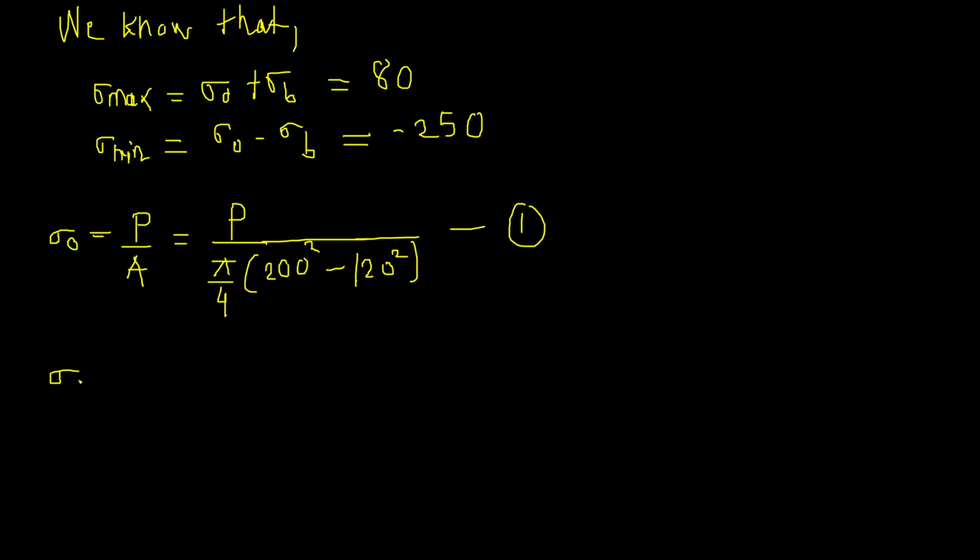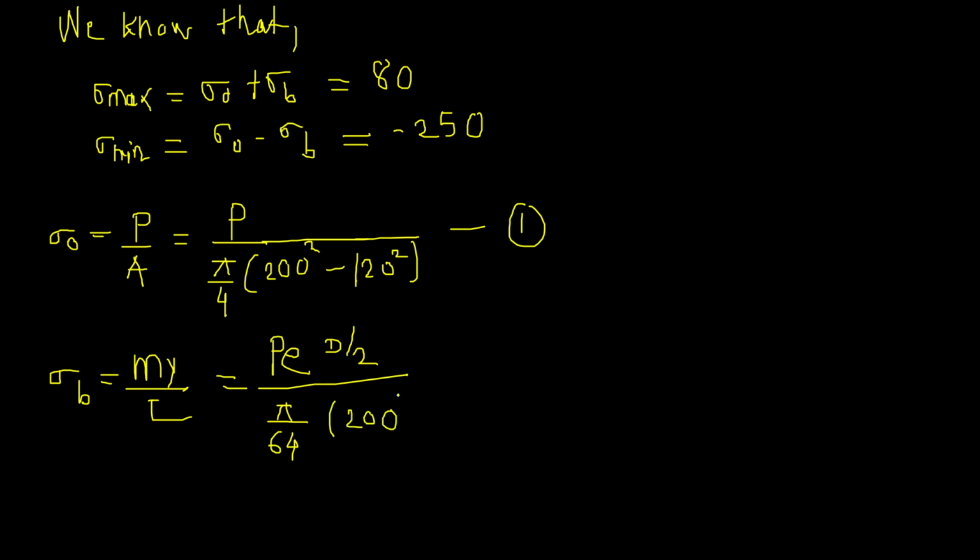Now second is sigma b. Sigma b is My by I. आता M म्हणजे P into e. What is y? Capital D by 2. Capital D by 2 divided by I. So I is also hollow section, so pi by 64 capital D to the power 4 minus small d to the power 4. Capital D to the power 4 minus small d to the power 4. Okay, so we'll substitute all the values here.